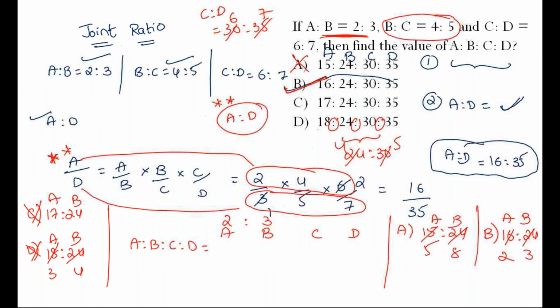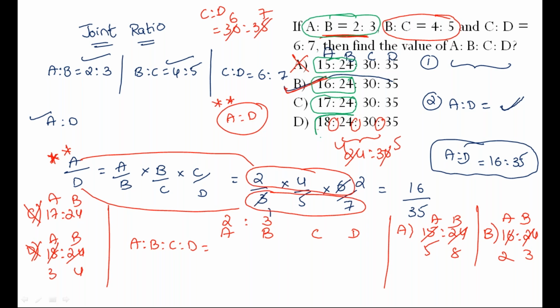Okay, what I am suggesting is, you just see, A and B is 2:3. Wherever A and B is there, it should maintain 2:3. Here 15 and 24 is A and B. Is it 2:3 or not? 16 and 24, is it 2:3 or not? Which option is having 2:3?